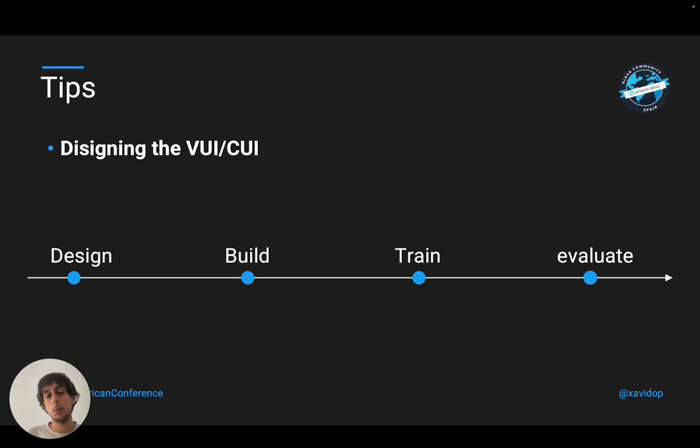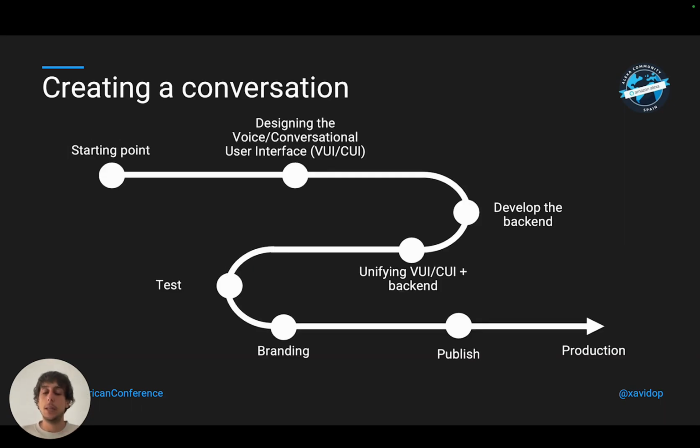So for design tips, what I usually recommend is to design your assistant. For instance, you can use VoiceFlow for that. Design, build, train, and evaluate. Test, and test always. And finally, this is the whole process that I should follow: having an idea, a starting point, designing the voice conversational interface or the chatbot conversational AI user interface, developing the backend if you are going to call a backend, unifying the voice user interface and the conversational user interface plus the backend, testing, adding some branding, and publishing or deploying that to production.